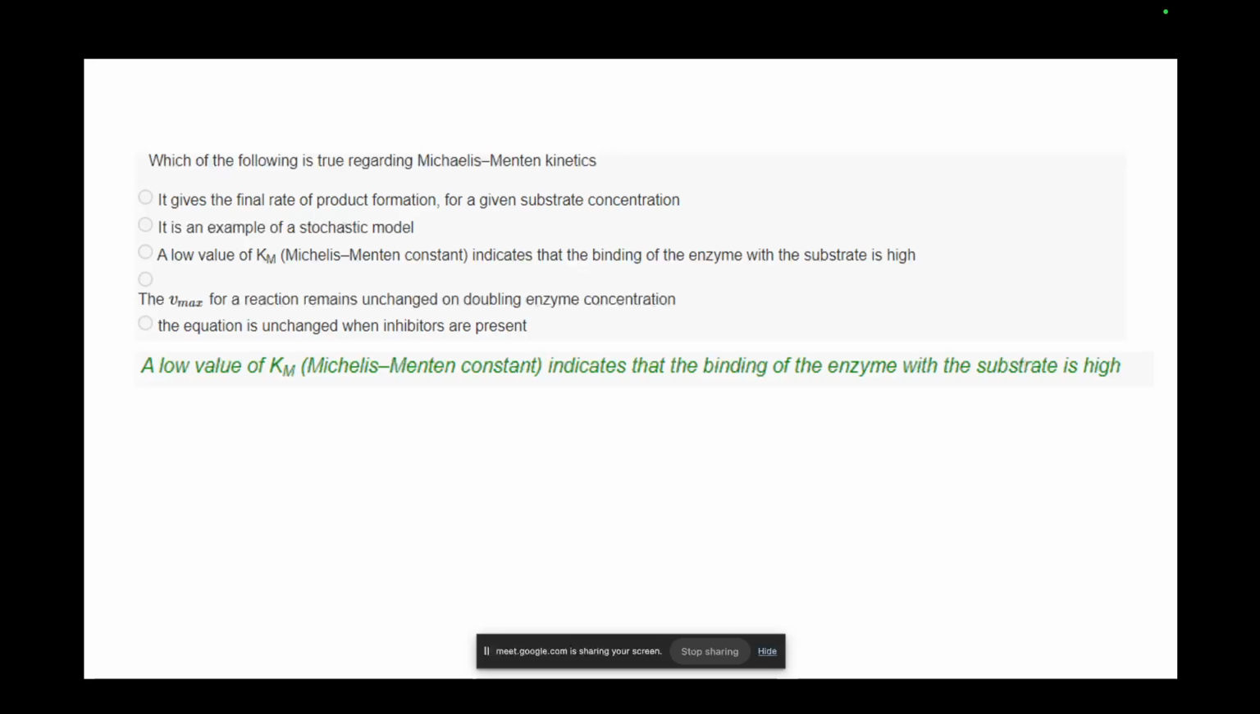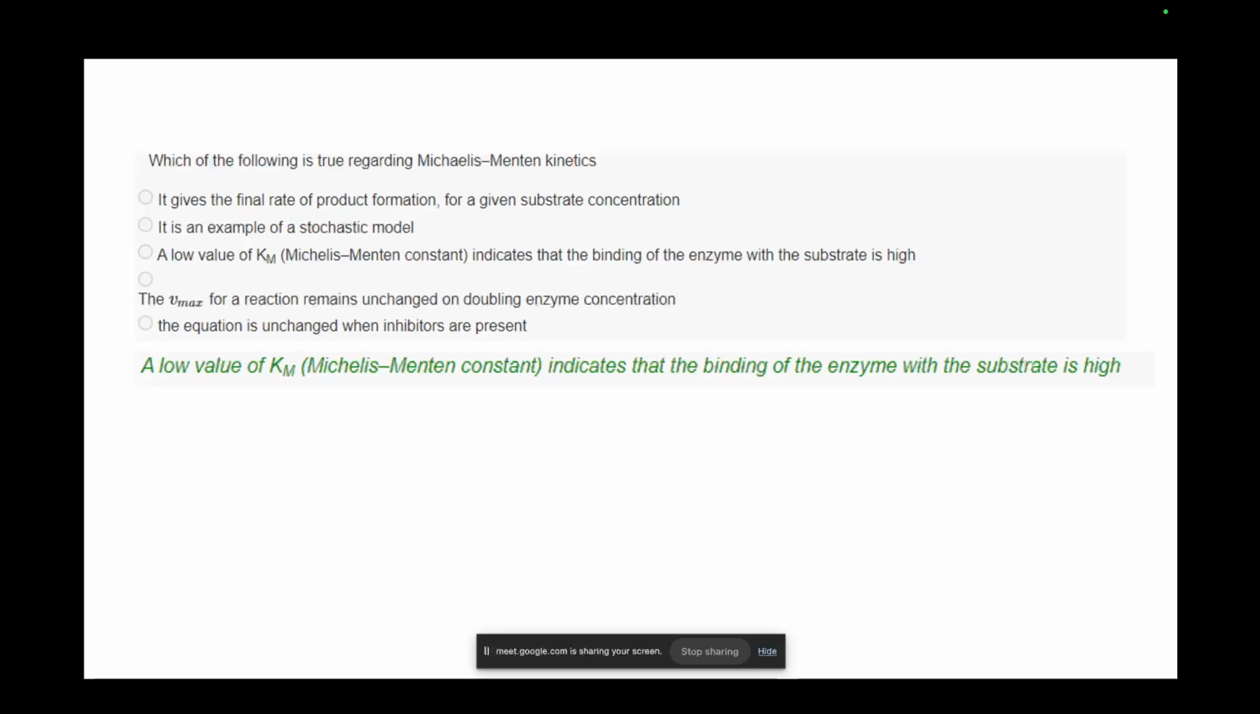Someone wrote the last option. Actually, the last option is incorrect. If you look up, there are different Michaelis-Menten models for when inhibitors are present, when enhancers are present, and when other types of intermediary products are present. So it's not the same when there are inhibitors present. It will not remain the same. There are separate equations for Michaelis-Menten if you look it up. So the fourth option is not correct.